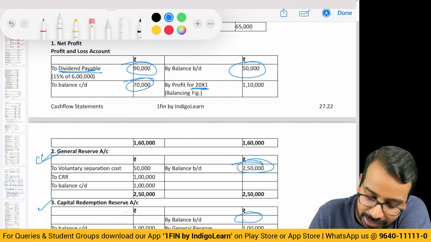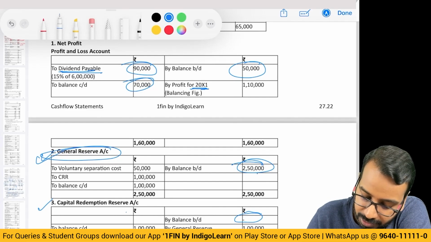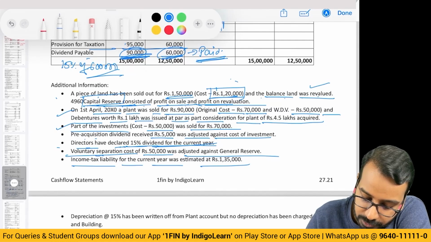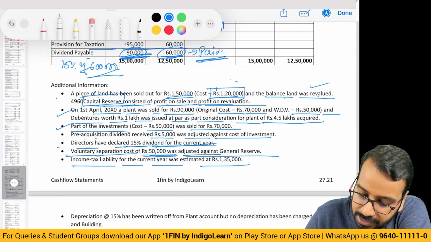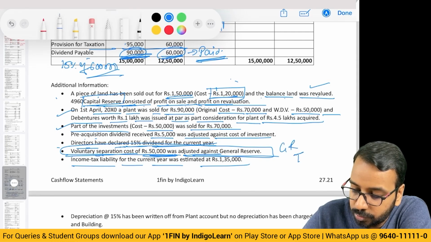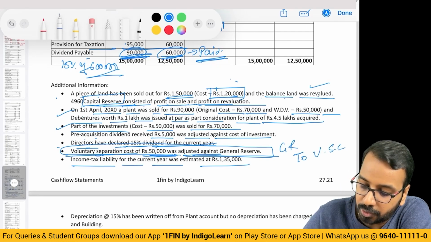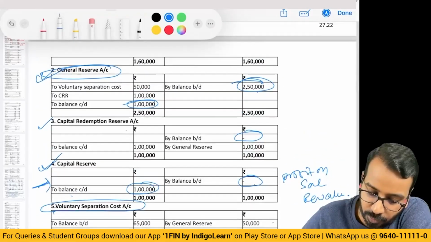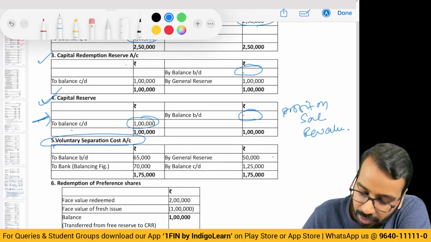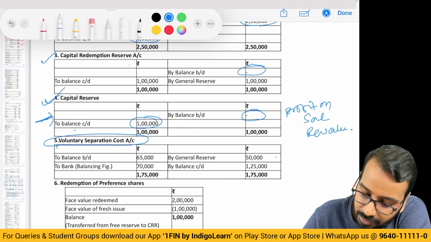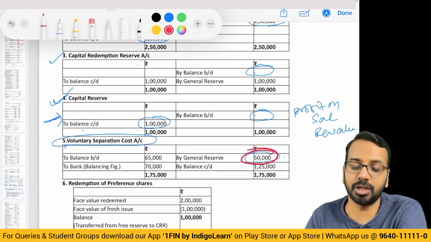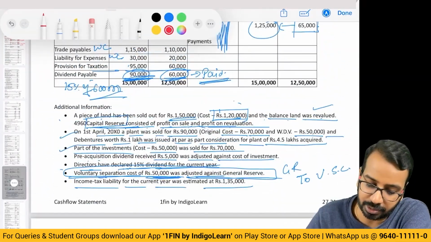Okay, so then the next ledger is our general reserve. Opening balance we have taken, closing balance we have taken, and in the voluntary separation cost they have said 50,000 was adjusted against general reserve. So what you will do, you will debit general reserve, you will credit voluntary separation cost. So in the general reserve you have voluntary separation cost 50,000, and in the voluntary separation cost you will have by general reserve 50,000. Okay, so this 50,000 represents voluntary separation cost that has been transferred to general reserve.